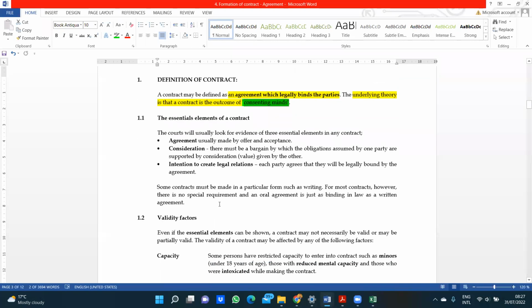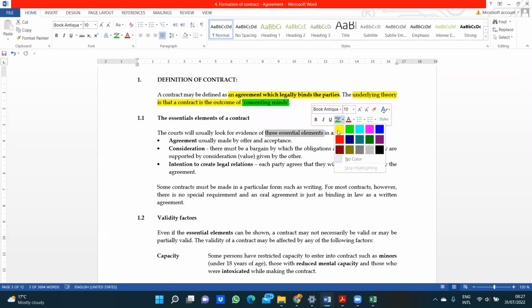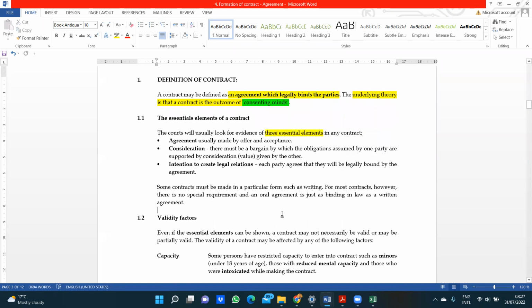The essential elements of a contract. The courts will usually look for evidence of three essential parts in any contract. If tomorrow a dispute occurs in a contract, this goes to the courts. The courts usually look for three elements in the contract. Agreement, to see whether truly an agreement has taken place between the parties. And for the agreement to occur, they need to have an offer and acceptance.